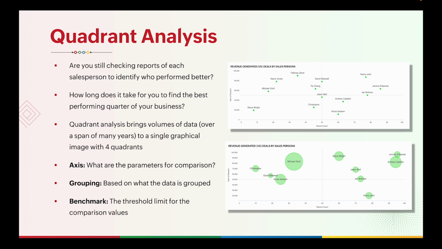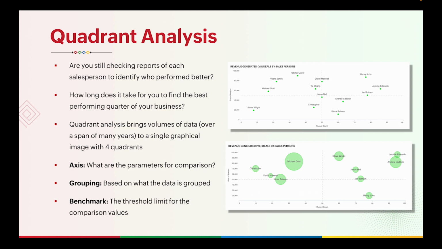Quadrant analysis scatters the data that you want to analyze or measure into four quadrants. With this, you can analyze data such as the type of campaigns versus the revenue generated to identify the campaign that was most effective, or leads created versus lead source to identify the source you are gathering more leads from for the company. There are three components involved in quadrant analysis. They are axis, grouping, and benchmark.